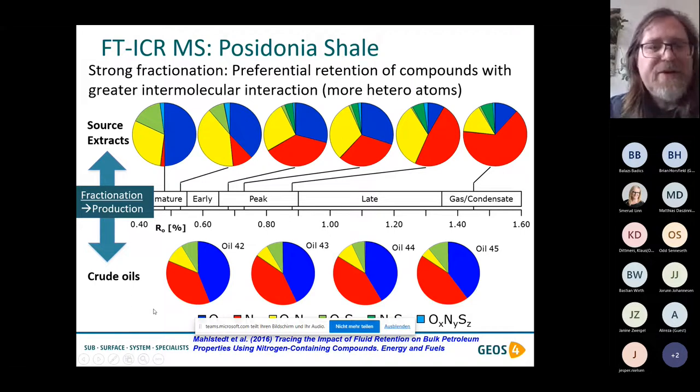In contrast, the crude oils that were expelled at roughly 0.7% vitrinite reflectance are dominated by only oxygen and only nitrogen-containing compounds. So clearly, there was a strong fractionation during production with a preferential retention of compounds with more heteroatoms, as those have greater intermolecular interactions with the source rock material.